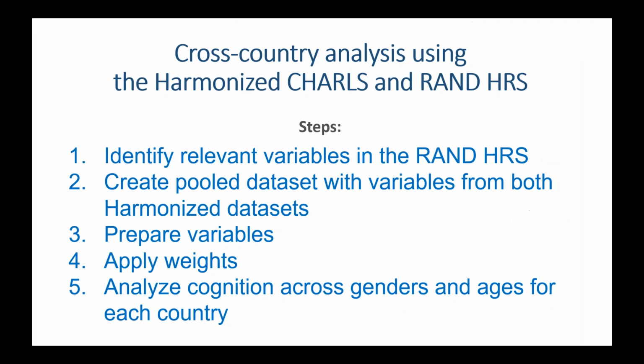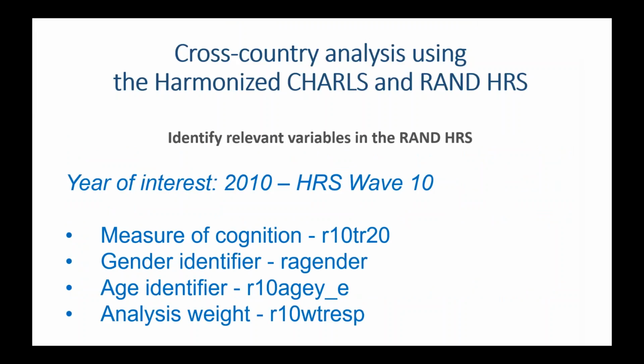All right, so now we've got the RAND HRS. We want to identify relevant variables. Our year of interest, again, is 2010-2011. We just picked this example because it was used in the original paper. 2010 is wave 10 of the HRS. The HRS has been going on since 92.